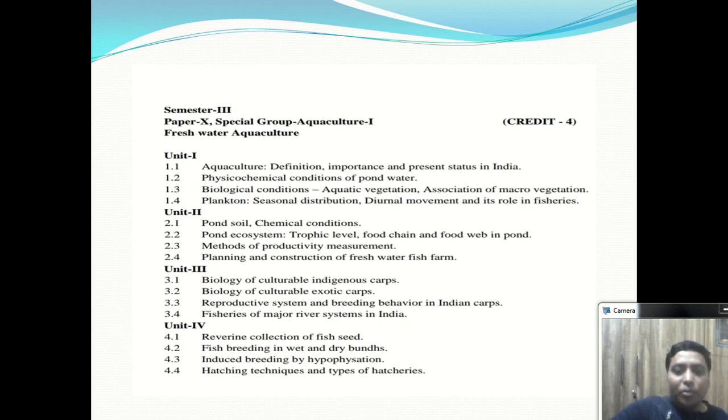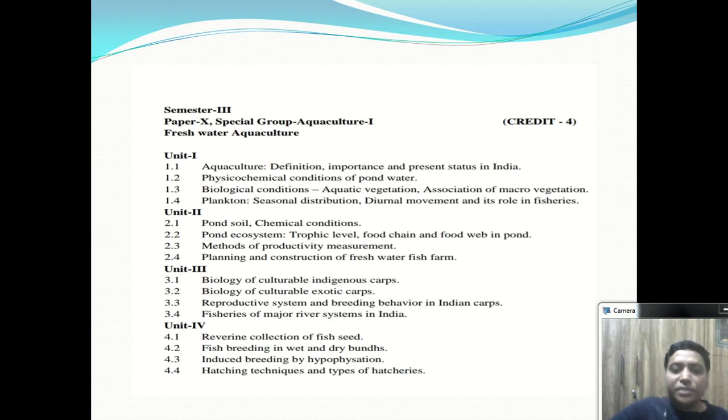What is its importance? For what purpose do we start the practice of aquaculture? And what is the present status of aquaculture in India? Presently, where these practices are going on, and where the research centers are in India. So details about the production of species and export strategies for aquatic species, all these points are covered in the present status of aquaculture in India.